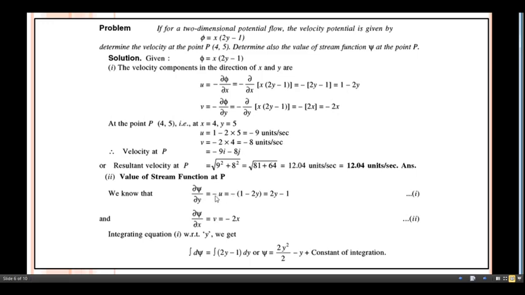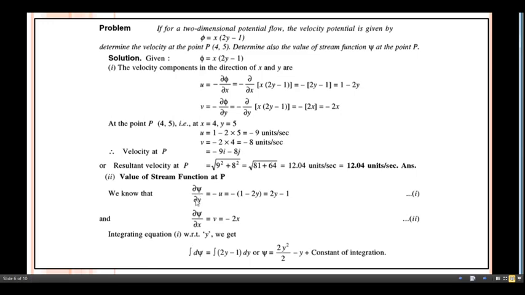So here, the minus sign, minus multiplied by 1 minus 2y, in this way. So what do we get here? 2y minus 1. Similar case with the next one: ∂ψ/∂x is nothing but v. What about v? Minus 2x with us. Now integrating equation number 1 with respect to y. So what do we get here?